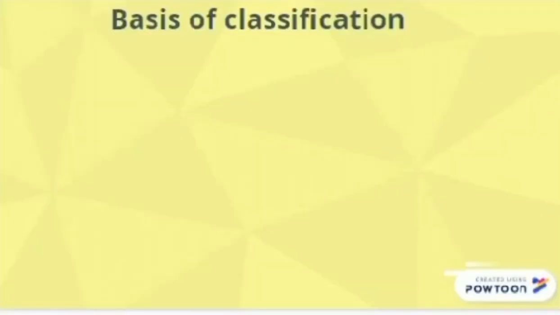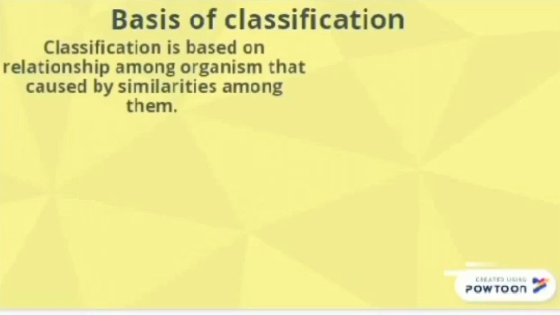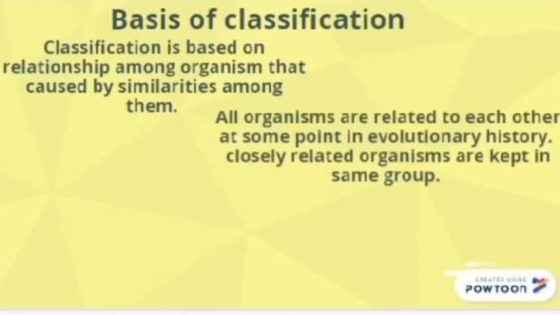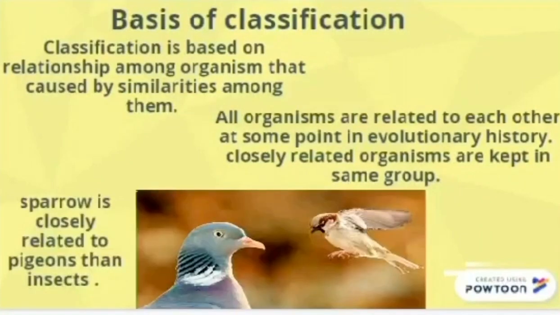Now we are going to study the basis of classification. Classification is based on relationship among the organisms that is caused by similarities among them. All the organisms are related to each other at some point in evolutionary history. Closely related organisms are more similar to each other and they are kept in the same group. Like a sparrow is more closely related to a pigeon than to insects.